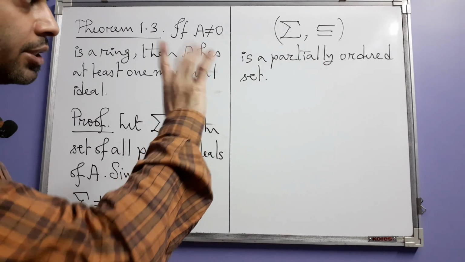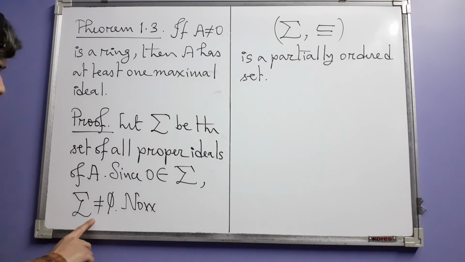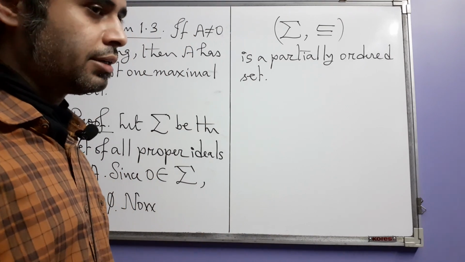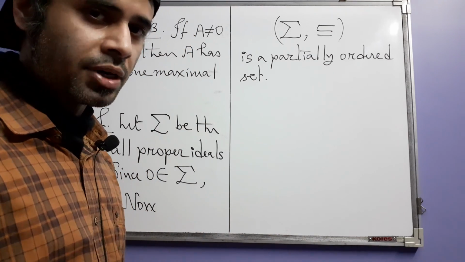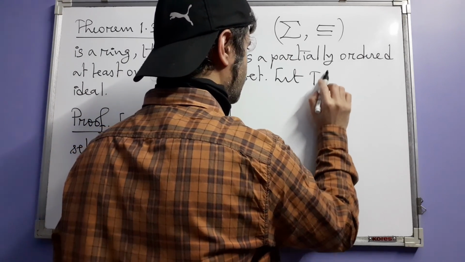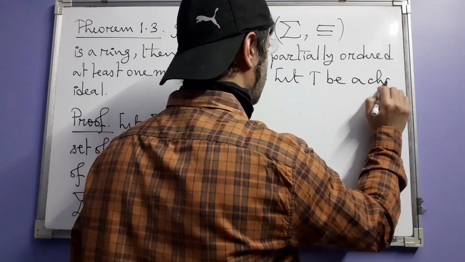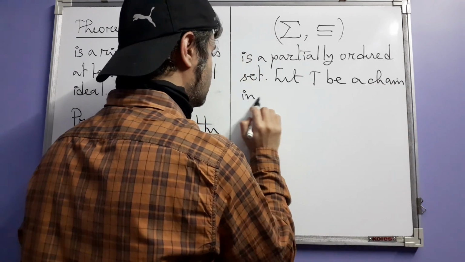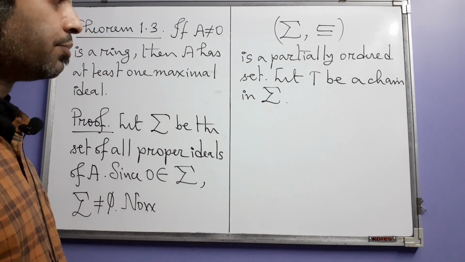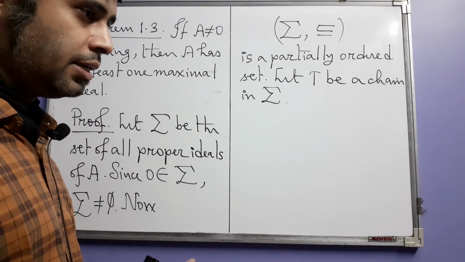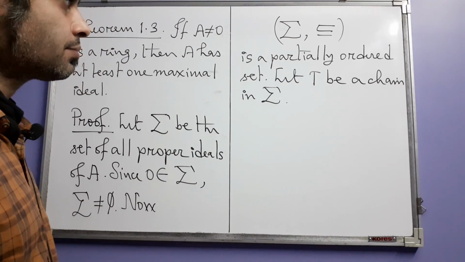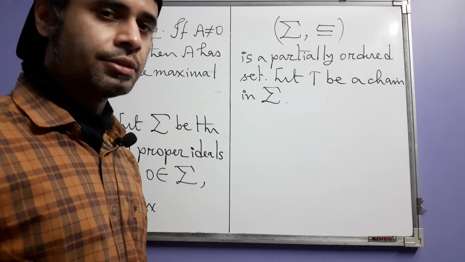Okay, so we now are looking at a partially ordered set which is non-empty. Now to apply Zorn's lemma, we still have to prove that every chain has an upper bound. So let T be a chain in sigma. What this means is that T is a subset of sigma where any two elements are comparable. It's a totally ordered subset. It may be the empty set also.